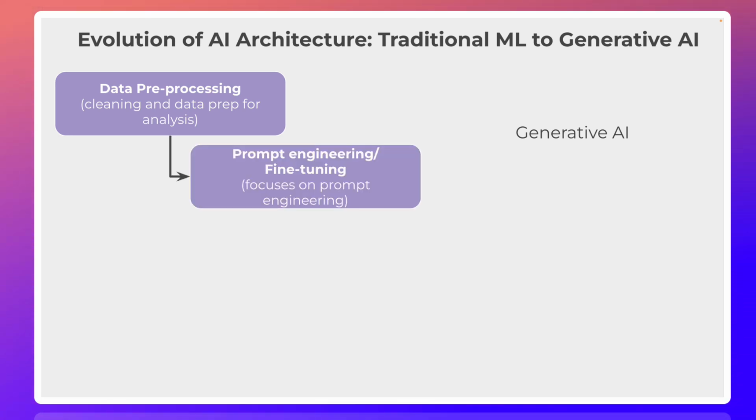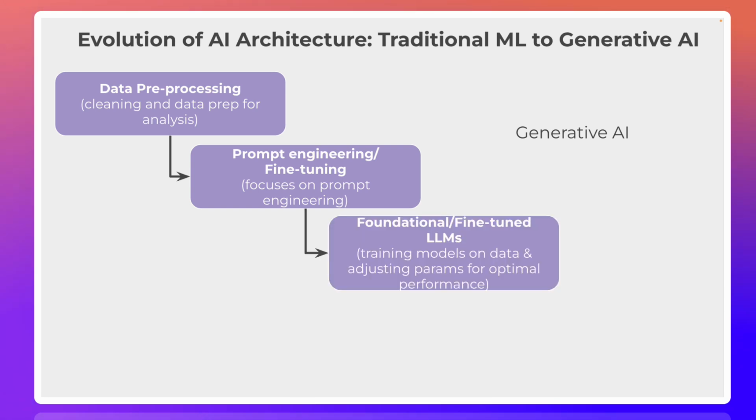The next step here is prompt engineering and fine-tuning. Instead of feature engineering, which we had before, GenAI focuses on prompt engineering. The goal here is to design effective prompts that guide language models, LLMs, to generate desired outputs. There's also fine-tuning happening. Fine-tuning foundational models on specific tasks can also play a role in adapting these models to a particular domain.